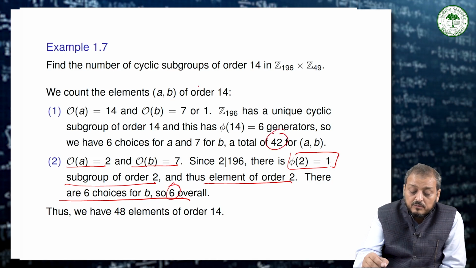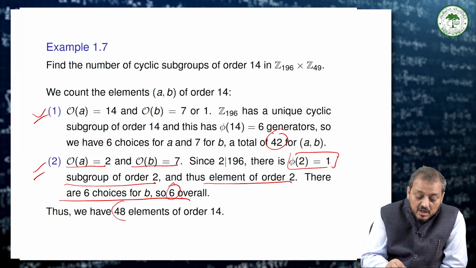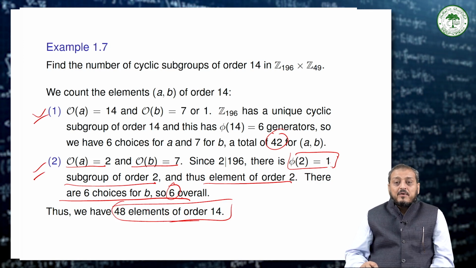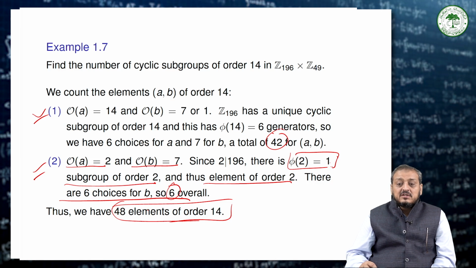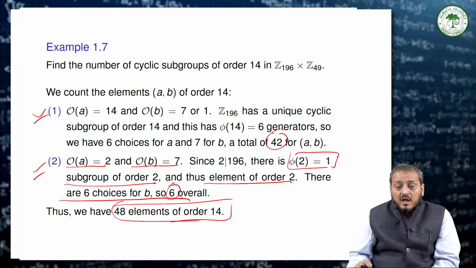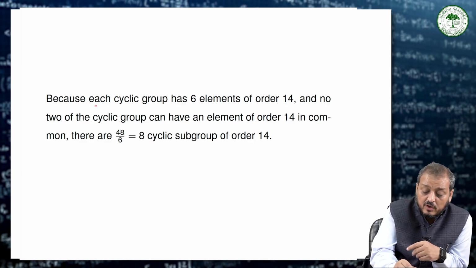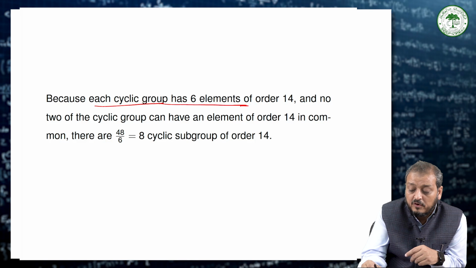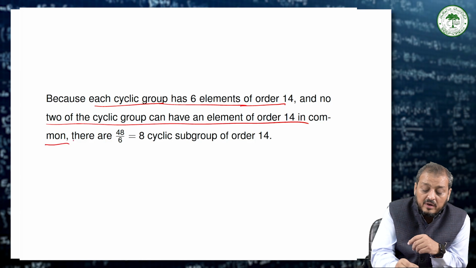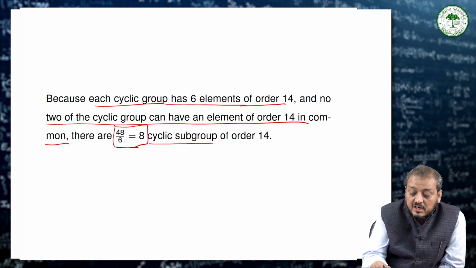So 42 choices from case 1, and in the second case we have 6 choices. So again we have 48 elements of order 14 in this group, Z196 by Z49. Because each cyclic subgroup has 6 elements of order 14, and no two of the cyclic subgroups can have an element of order 14 in common, 48 divided by 6 is equal to 8 cyclic subgroups of order 14.